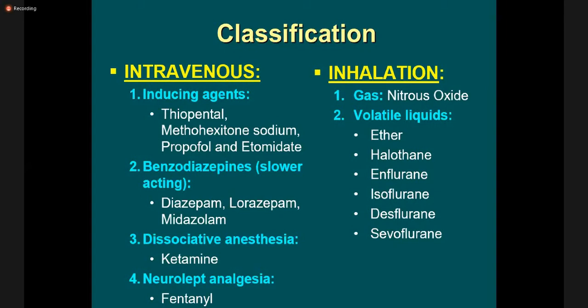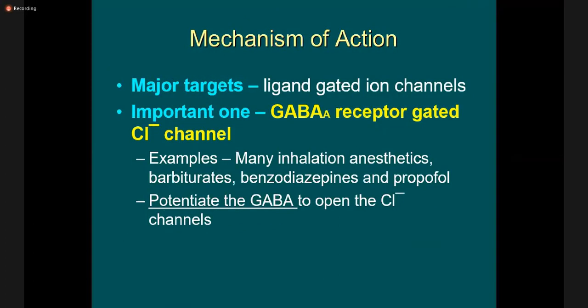Intravenous anesthetics include different names: thiopental, very well known; propofol, ketamine, fentanyl. They are the very commonly used intravenous anesthetics. So we will go into detail on all these intravenous anesthetics.